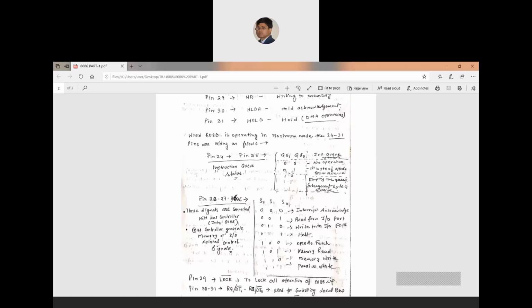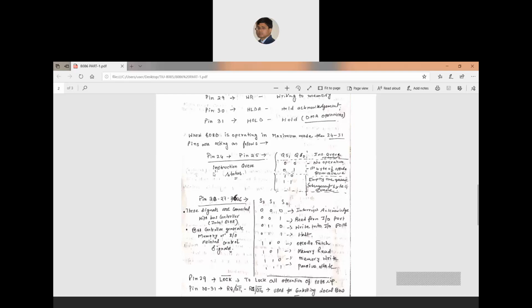So it is used pin number 24 and 25 for this purpose. Okay, and then from this table we understand the status of the queue. When these two pins are 00, there is no operation. When 01, the first byte from the queue has been fetched. When 10, the queue is empty, then 11, the subsequent bytes are fetched from the queue. So this is the function of pin number 24 and 25.